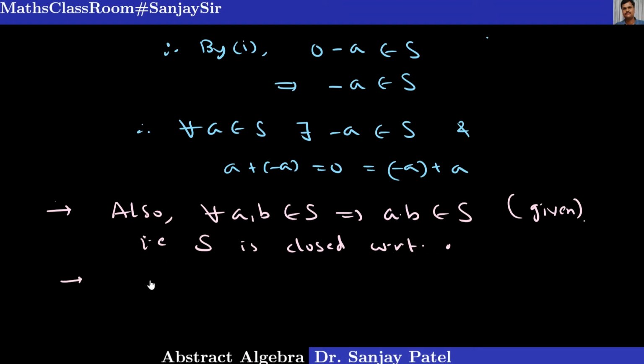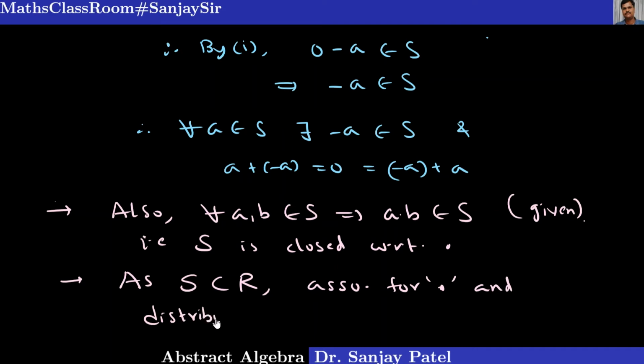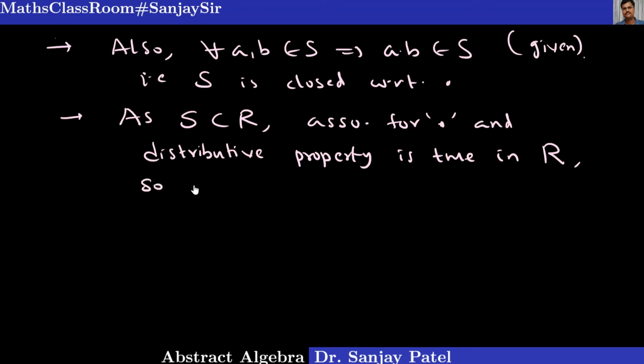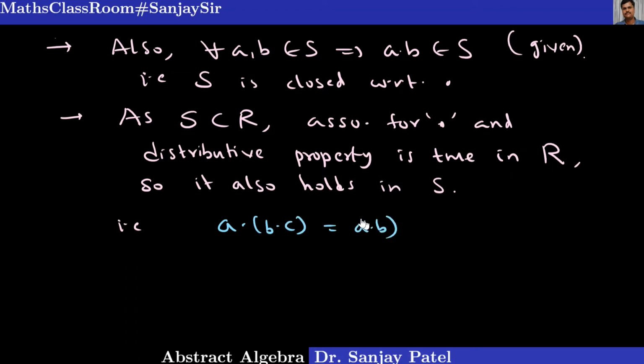And the two properties, associativity and distributivity, both hold, as S is a subset of R, and the operation of associativity for multiplication and the distributive property is true in the main ring R. We can also write it is true in the subset S. So it also holds in the set S. That means what we can write is, we have (A into B) into C is equal to A into (B into C) is true for all A, B, C belongs to S.